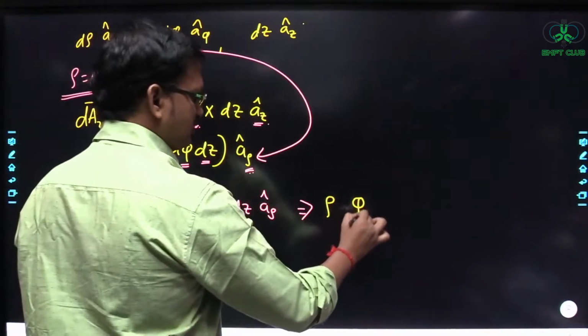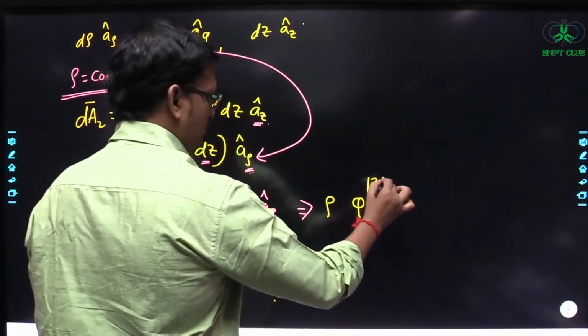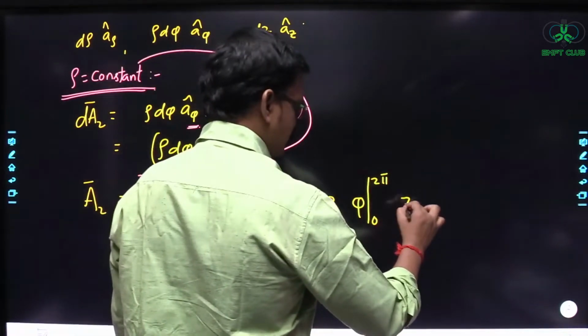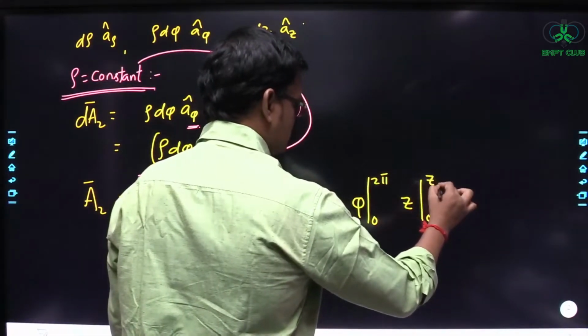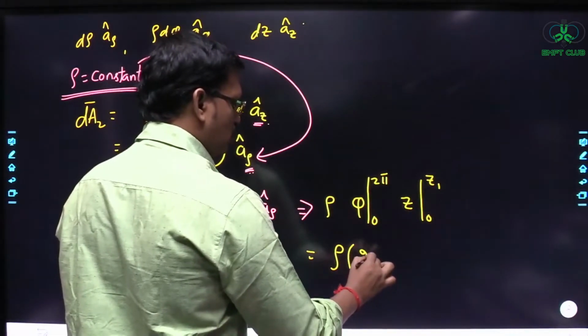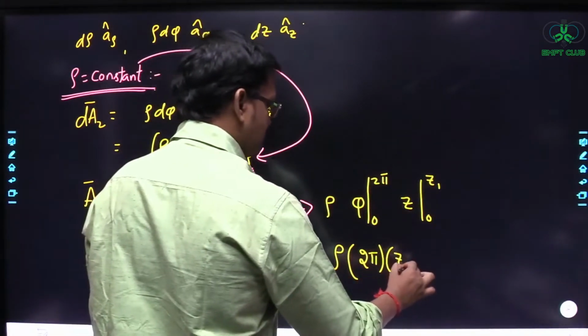Integral d phi is nothing but phi. Its range is from 0 to 2 pi. Next, integral dz. Integral dz is nothing but z. Its range is from 0 to z1. So if you do this, what are you going to get? Here rho, here 2 pi, here you are getting z1, right?